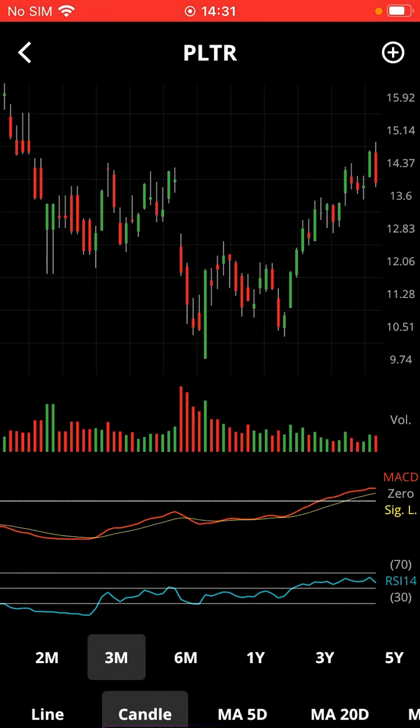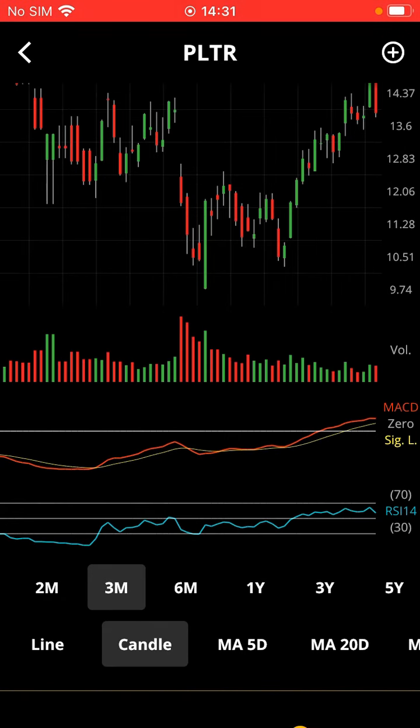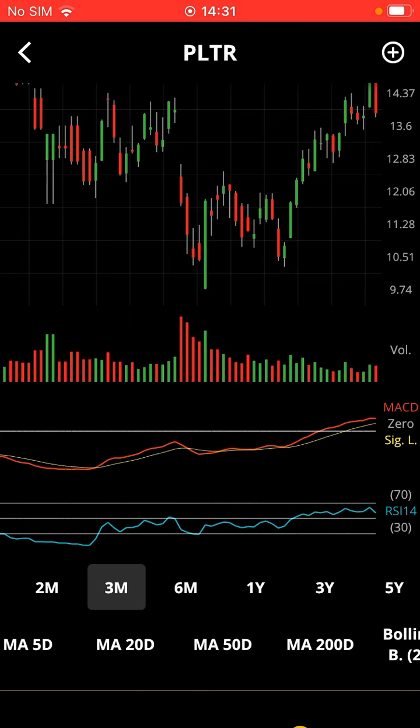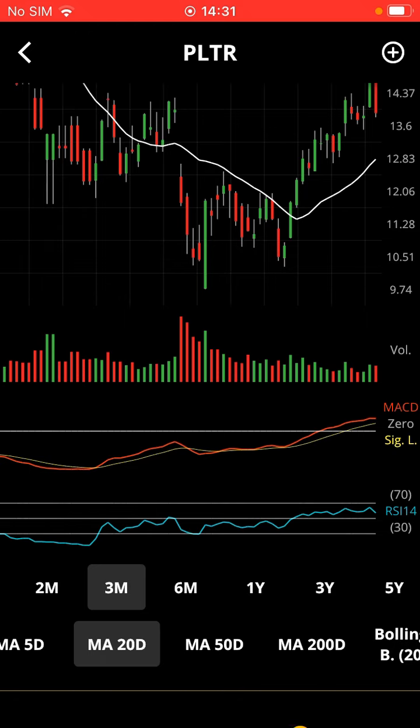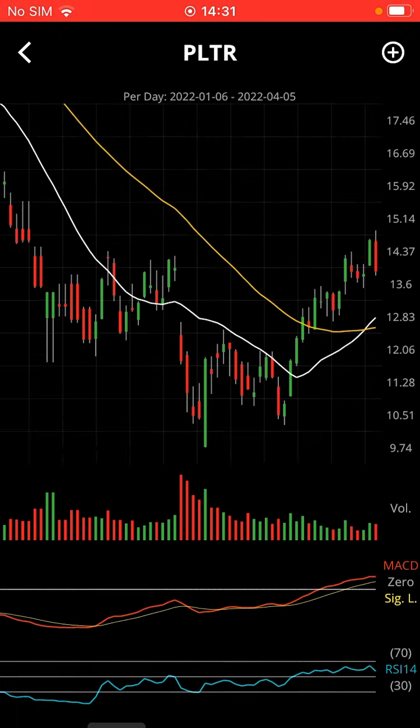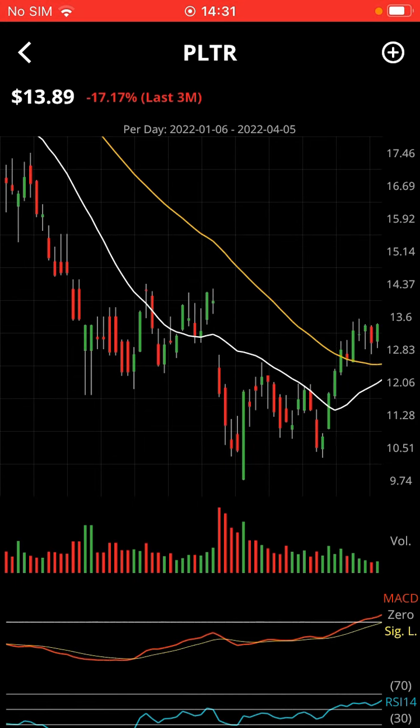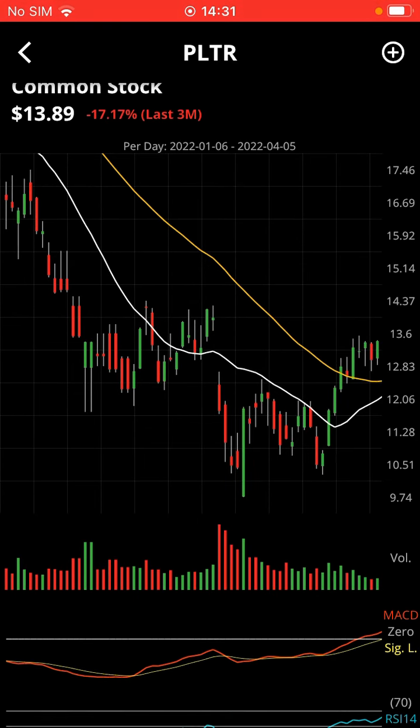Another thing that traders have a tendency to look at is the moving averages. If you have a look at the 20 days moving average and 50 days moving average, we just press on moving average MA20D, which is going to give us the 20 days moving average, which is the white line as you see there. And if we press on the MA50 days, the moving average of 50 days, which is the yellow line, what we observe is that in the past, the 20 days moving average has been smaller than the 50 days moving average.